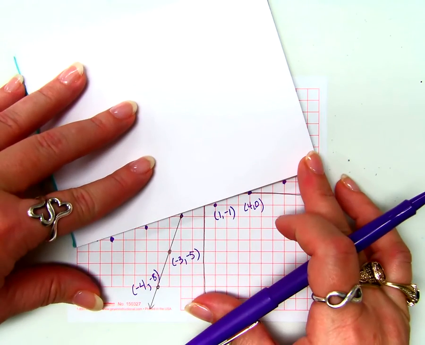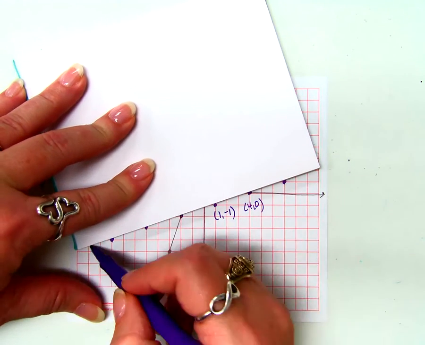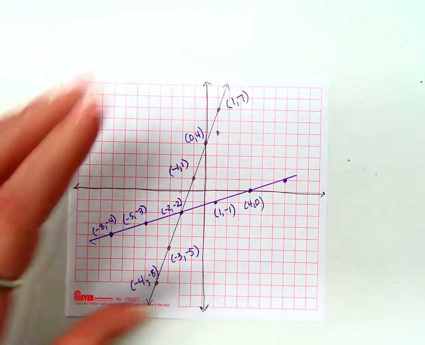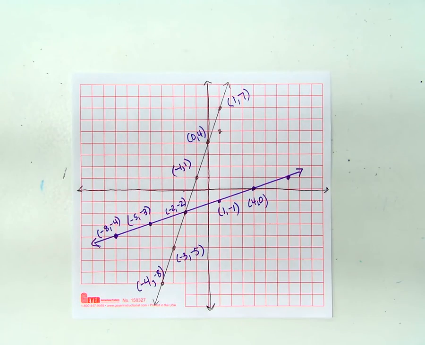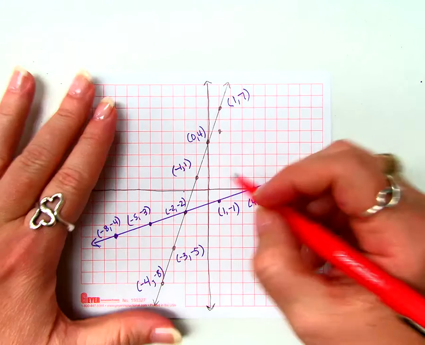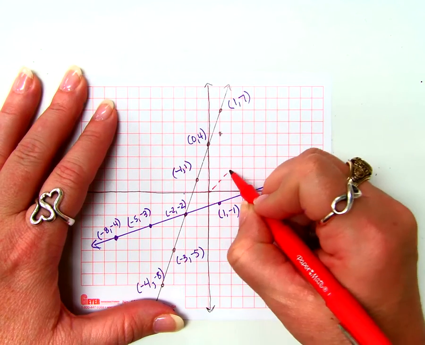Okay? Now when I go to connect these dots, I get that. Now, can you tell by looking if those are inverses of each other? Well, if we put in our line y equals x, it sure would help, wouldn't it?